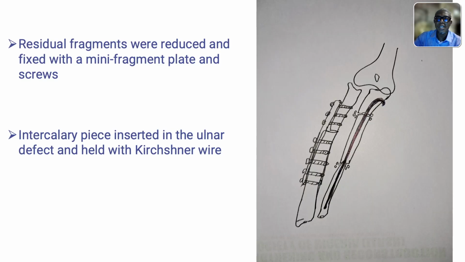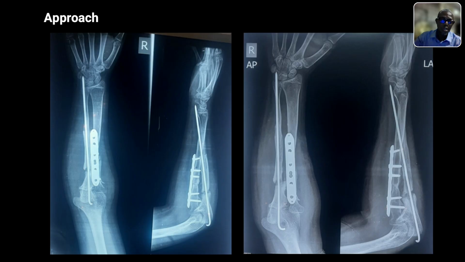We plated the residual radius and then passed a Kirschner wire down through the residual ulna, and bone grafted the areas in which they bridged the bone gap. Next slide. So this was what happened eventually with the plating and the K-wire. And it went on to heal very well without any problem.